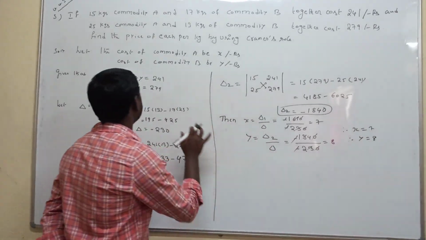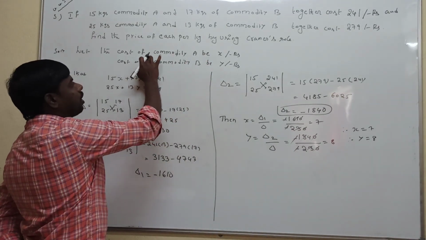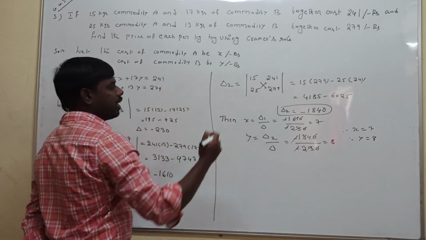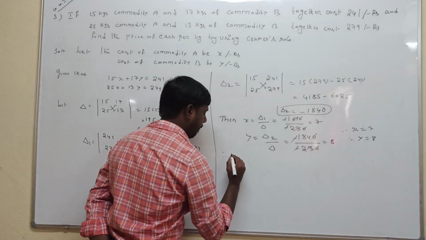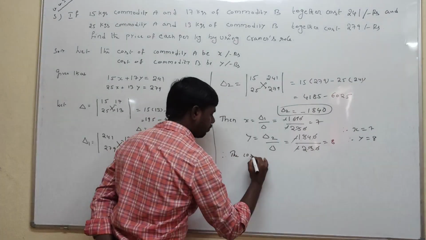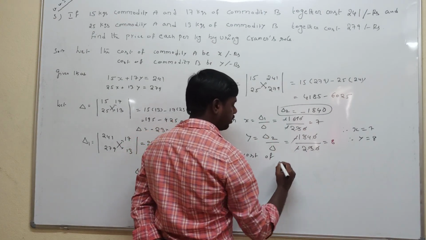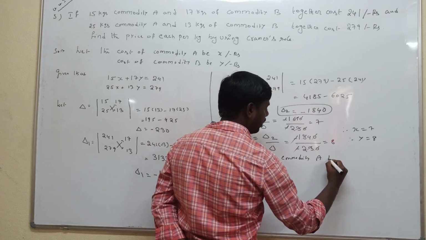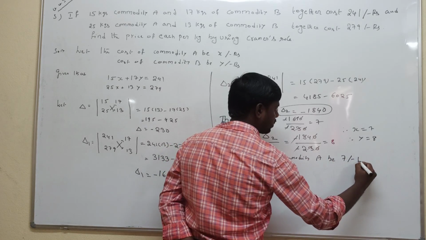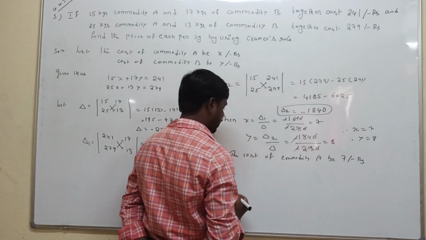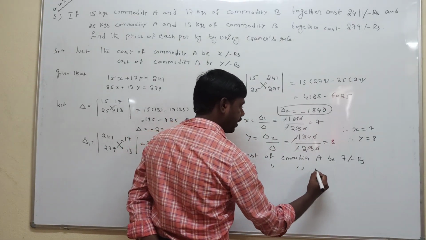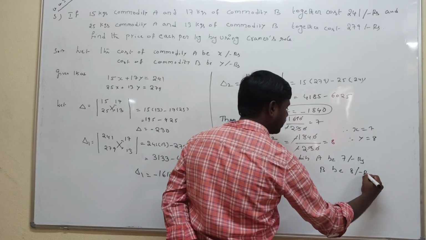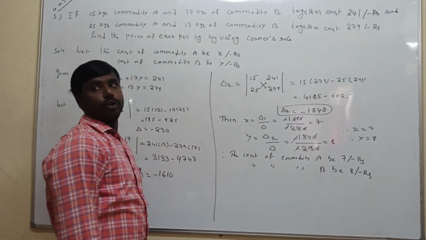What is the x value you are assuming? So the cost of commodity A is 7 rupees, and the cost of commodity B is 8 rupees. Hence, the cost of commodity A is 7 rupees because of the x value. That's the x value you are getting, 7. Next, the cost of commodity B is 8 rupees. This is the required solution.